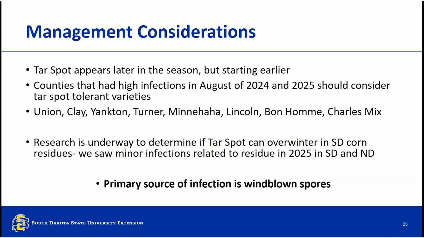Some of the counties that had high infections were found in August, both of 2024 and 2025, but typically we're in the southeastern part of the state, meaning Union, Clay, Yankton, Turner, Minnehaha, Lincoln, and Bon Homme. So if you're in one of those counties, we've had issues with tar spot. It doesn't mean you're going to have it again, because wind-blown pustules are our major source of infection here in the state. But we do have a little bit of residue-borne infection that we speculate for some of the really heavy fields. So we're doing some research to double check some of the overwintering.